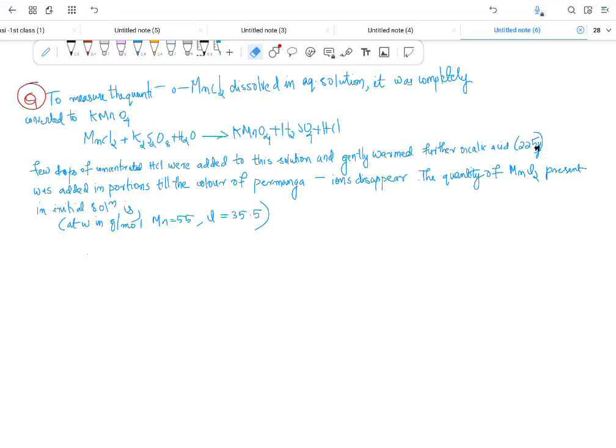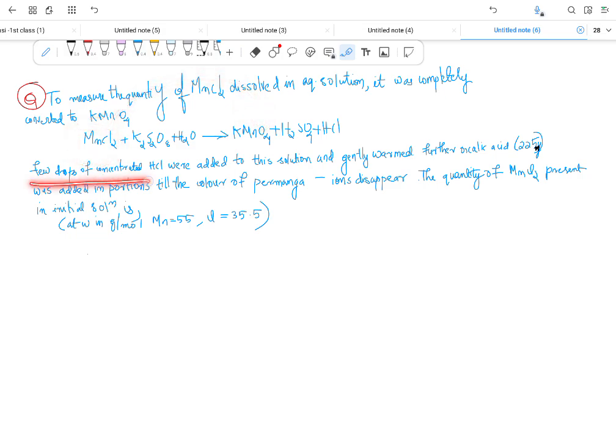Okay, so the question is to measure the quantity of MnCl2 dissolved in aqueous solution. It was completely converted to KMnO4. So in order to measure MnCl2, it is completely converted to KMnO4.